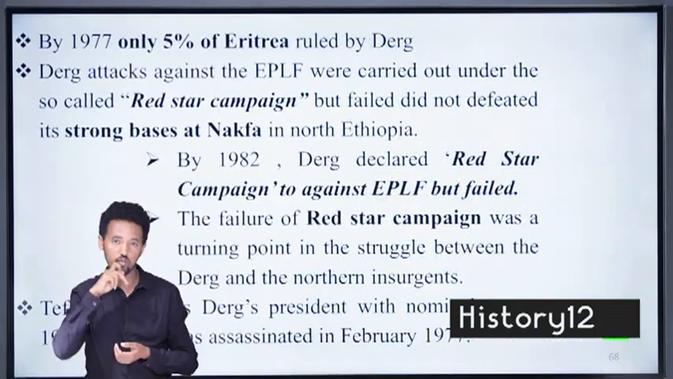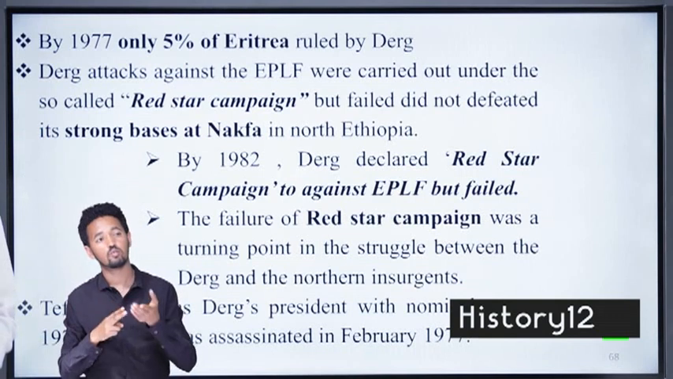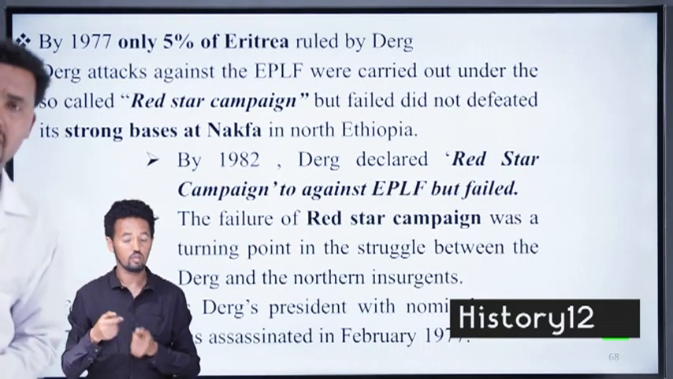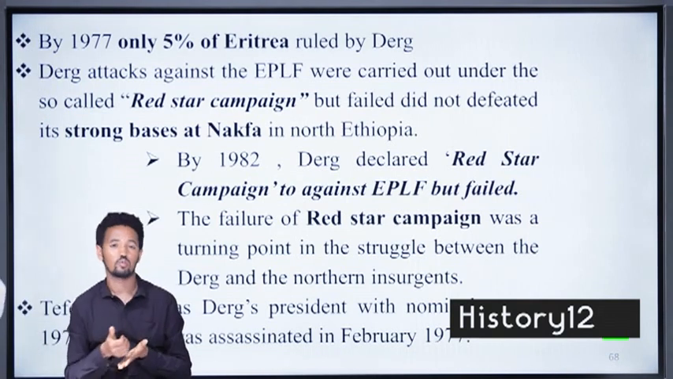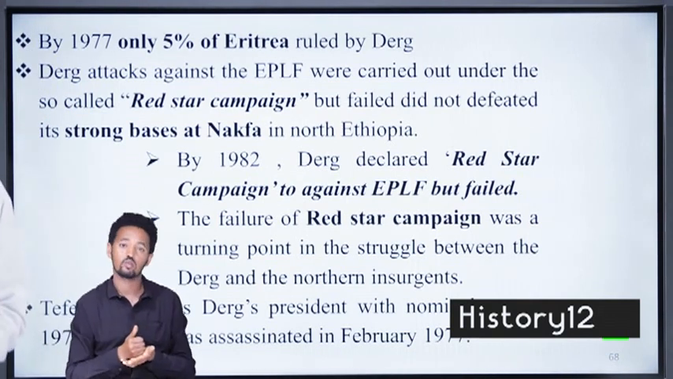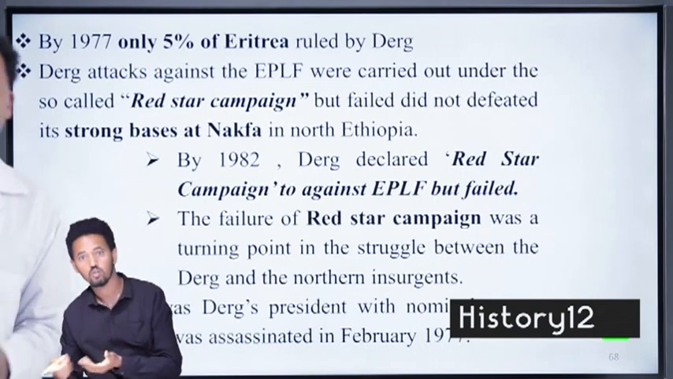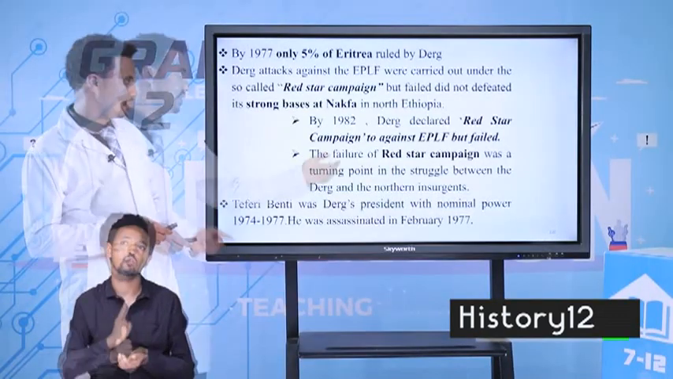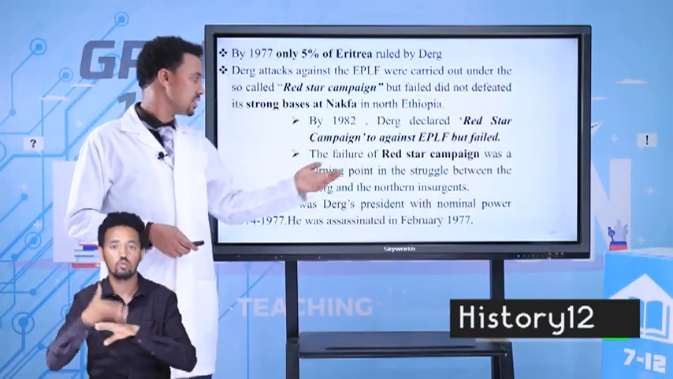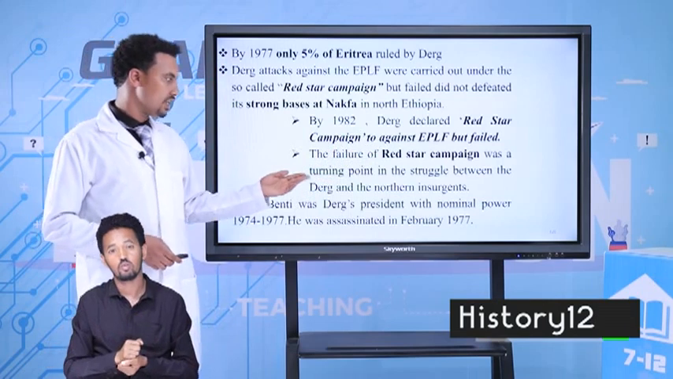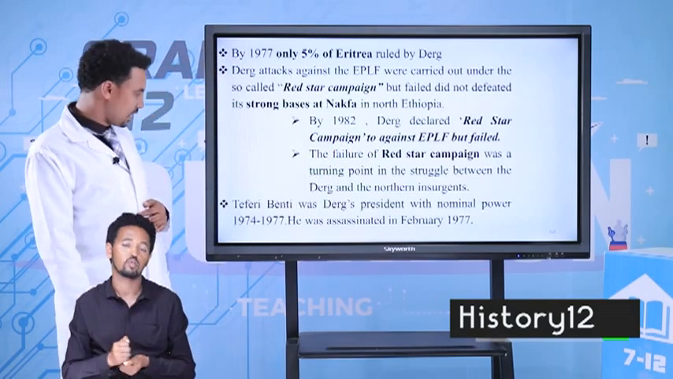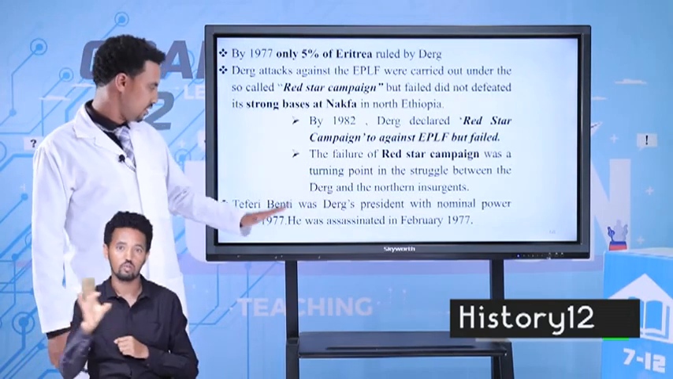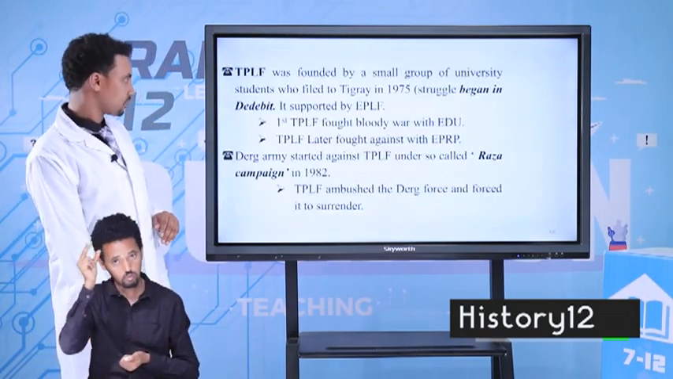Dirk attacks against EPLF were carried out under the Red Star campaign. The Red Star campaign was implemented by Dirk against Eritrea. But the Red Star campaign failed at Nakfa. Nakfa was the military base of Eritrea in the northern part of Ethiopia. The failure of the Red Star campaign was a turning point in the struggle between Dirk and the northern part of the country. Then in 1977, Dirk assassinated Tafari Banti.